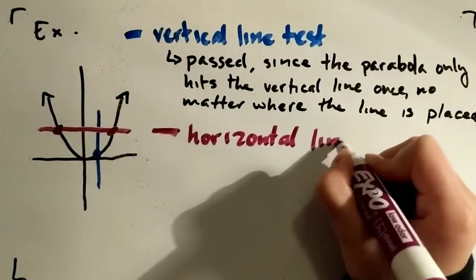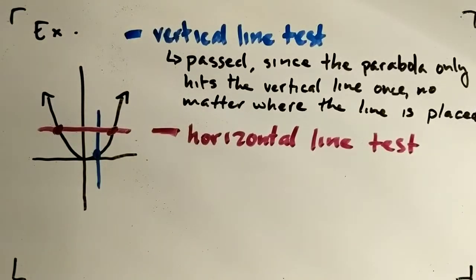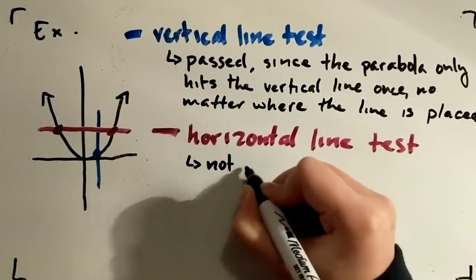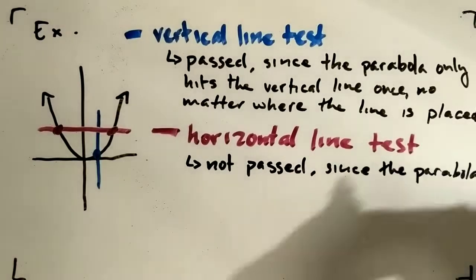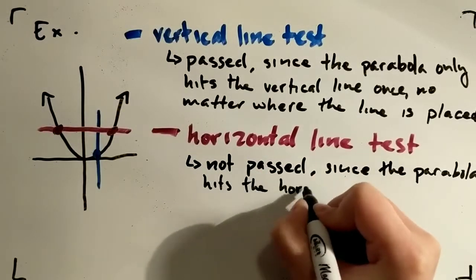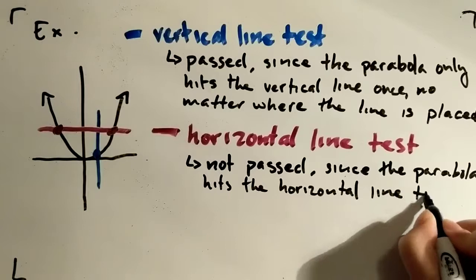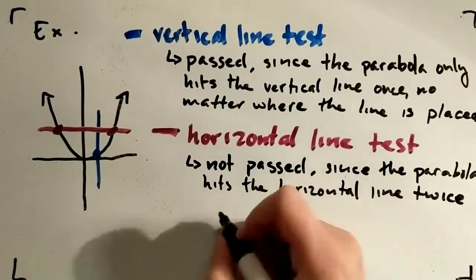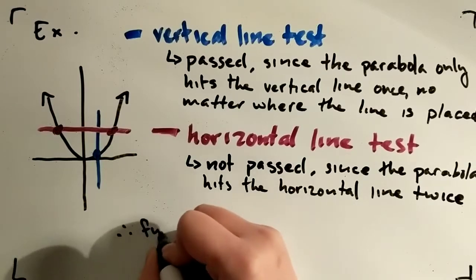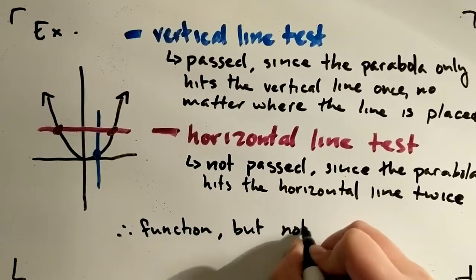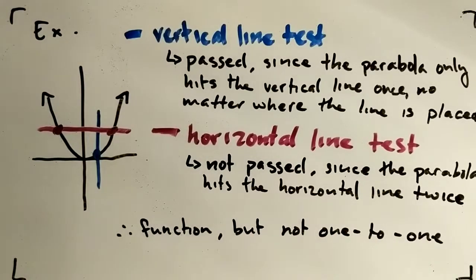This purple line is the horizontal line test. So you can already tell that this graph does not pass the horizontal line test, since the graph touches the horizontal line at 2 points at one time. So that means that this graph is a function, but not a one-to-one function.